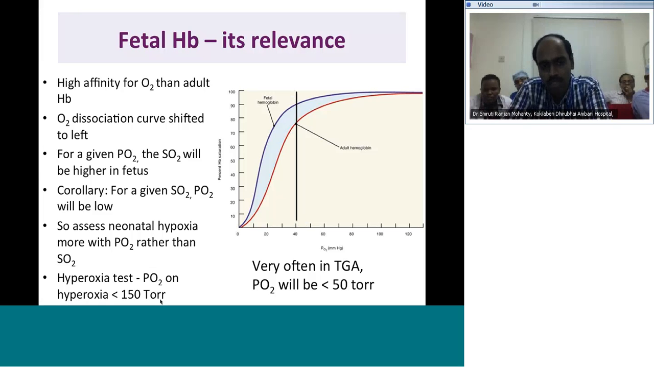A PO2 on the hyperoxia, hyperventilation test of less than 150 is considered to be pathognomonic of something in the heart. This is the definition. The reason why we need to understand it is you will always have a PO2 less than 40, but you may sometimes have a saturation which is 90 or 91 or 92. So we need to understand that transposition will present with instantaneous hypoxia immediately after birth, and the hypoxia will manifest primarily on PO2s. So in TGA, PO2s will always be less than 50 millimeters of mercury or 50 torr.